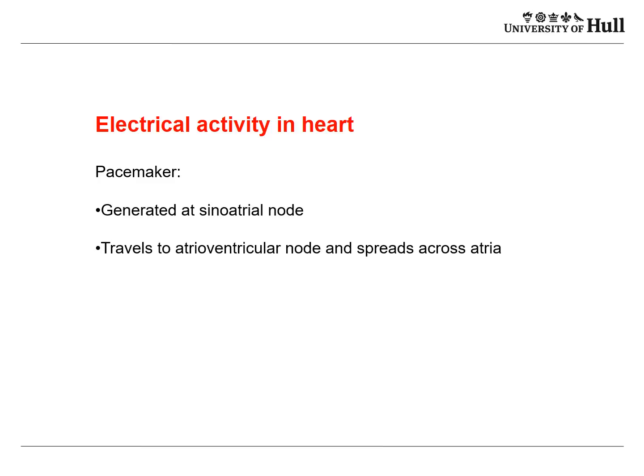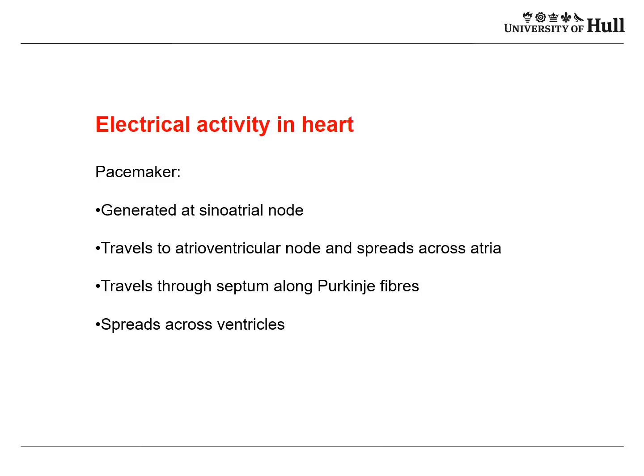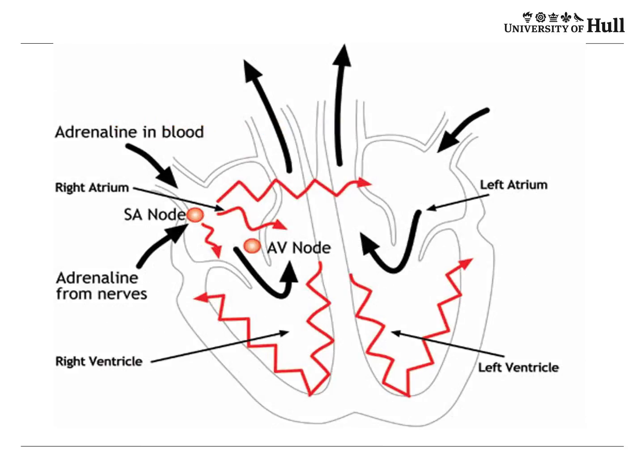The electrical activity travels to the atrioventricular node and spreads across the atria. Then it travels down the septum, that's the dividing tissue in the heart, along what are known as Purkinje fibres. Then it spreads across the ventricles, and the next diagram shows how this looks. And this is very diagrammatic. We can see the sinoatrial node at the top left of the heart there.